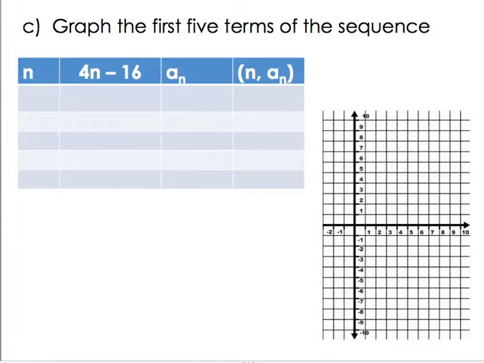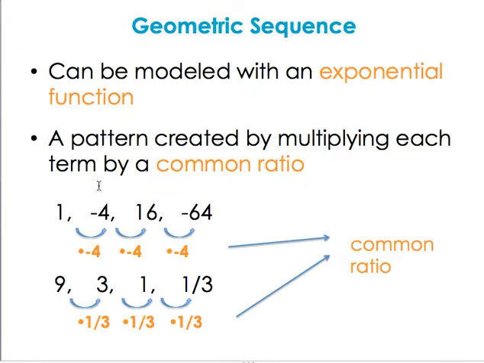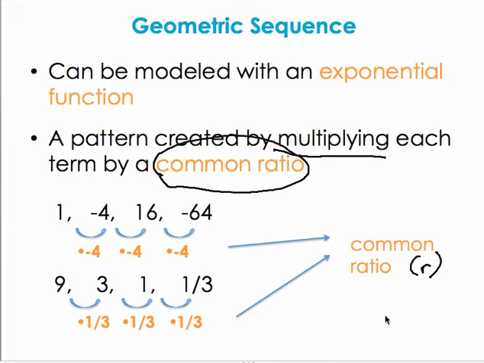Now let's look at geometric sequences. And geometric sequences are exponential. Okay, so a geometric sequence can be modeled with an exponential function, and it's a pattern created by multiplying, whereas in the linear function we were adding. In this geometric sequence or exponential function, we're multiplying, not by a common difference, but by a common ratio. And we generally refer to the common ratio using the variable r.